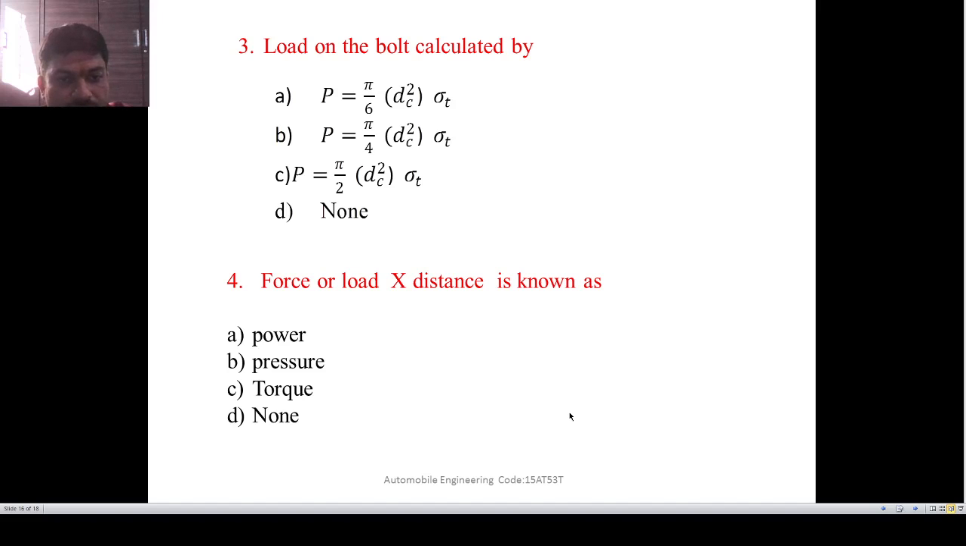And the last, the fourth one. Force or load into distance is known as? This is also another very important definition we have studied in the previous sessions. Force into distance is what? Option A is power, option B is pressure, option C is torque, and D is none of the above.